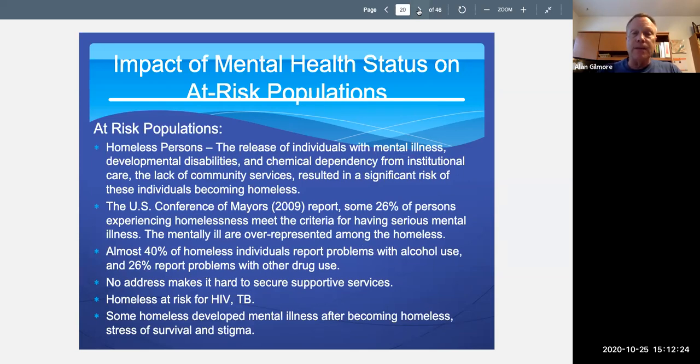Homeless persons: the release of individuals from mental illness facilities that we talked about at the beginning of the module, people who experience developmental disabilities, chemical dependency, lack of community services, all of this results in a significant risk to these individuals becoming homeless. The US Conference of Mayors reports some 26% of persons experiencing homelessness met the criteria of having serious mental illness. 40% of homeless individuals report problems with alcohol use, and 26% report problems with other drug use. Having no address can make it hard to secure services at times. The homeless are at risk for HIV and TB, or tuberculosis, and some homeless develop mental illness after becoming homeless due to the stress of survival and the stigma of being homeless.